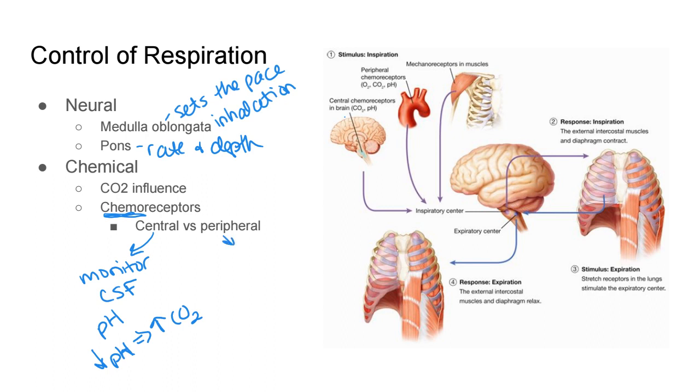And then we have peripheral chemoreceptors that we're going to see in the aorta and in the carotid arteries in our neck. So in the aorta and carotid arteries, and these are going to monitor O2 levels, so oxygen levels. And if oxygen is low, then that's going to trigger an inspiration, that we need to breathe in. And you can see these laid out for you in the diagrams here.